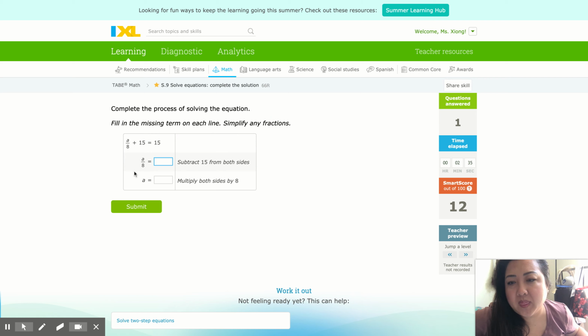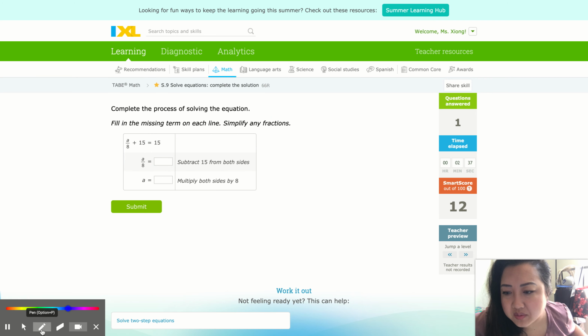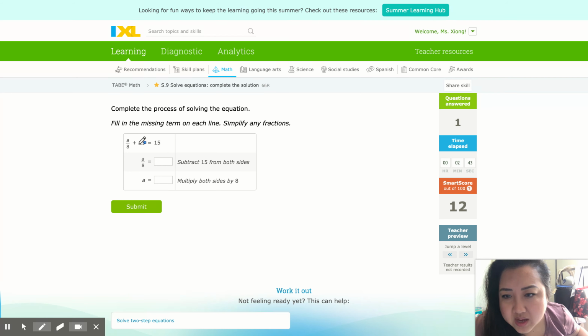And submit. All right, same thing with this one. So they first want us to subtract 15 from both sides. So if I subtract 15 on this side, it'll cancel out. 15 over here minus 15 equals 0. So I should put 0 here.